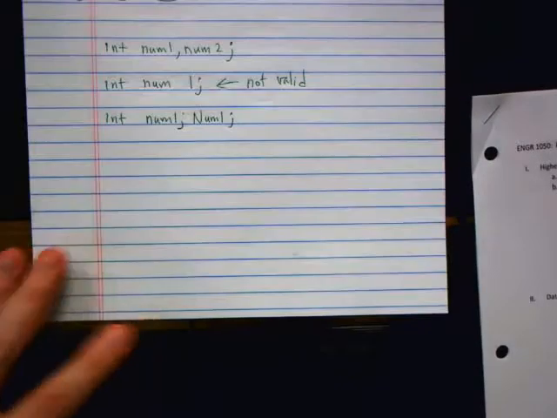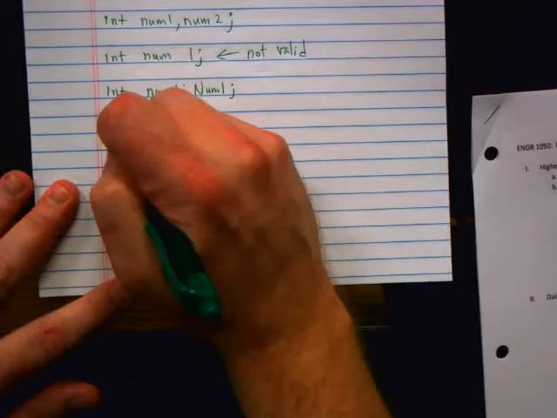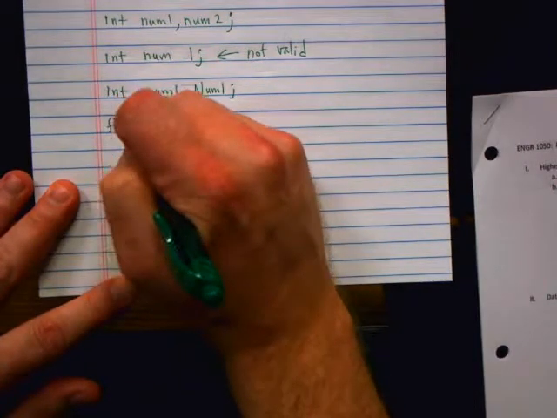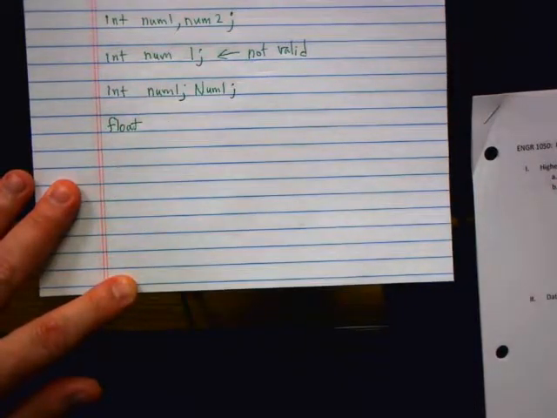So if I want a decimal variable, I might use the word float, and then I give it a name. Anybody got a new name for me?